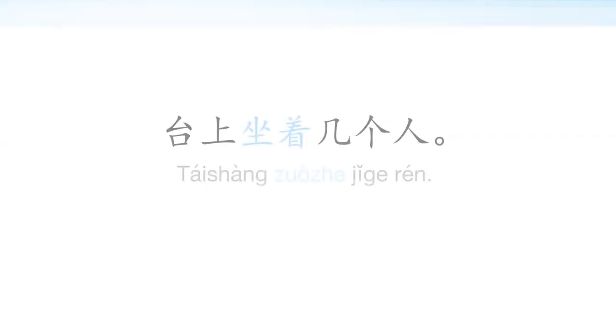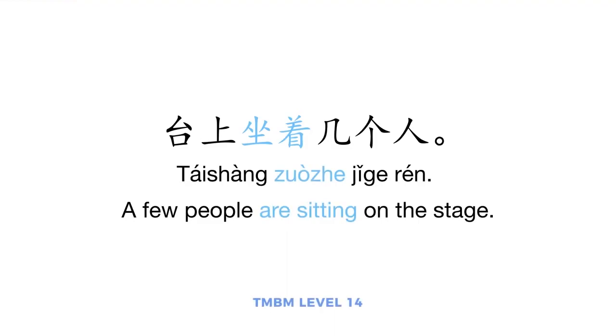Now, let's take a look at this first sentence to get a sense of how we might use 这. So the sentence is 台上坐着几个人. A few people are sitting on the stage. So you could think of 这 in this way as meaning ing. So when you add ing to the end of a verb in English, that's the way you express that something's happening now. So a few people are sitting on the stage.